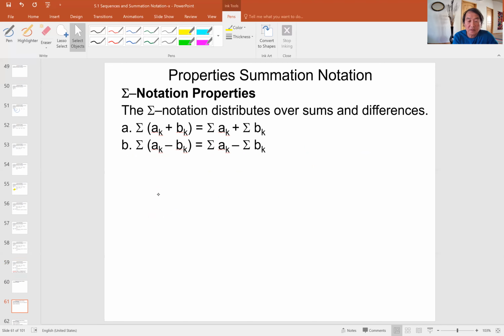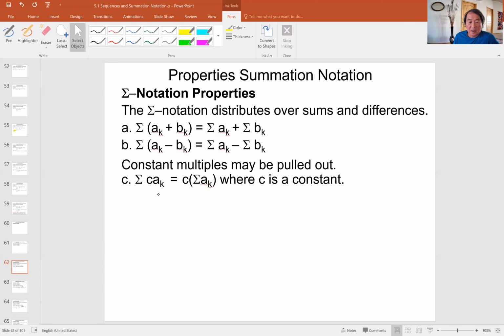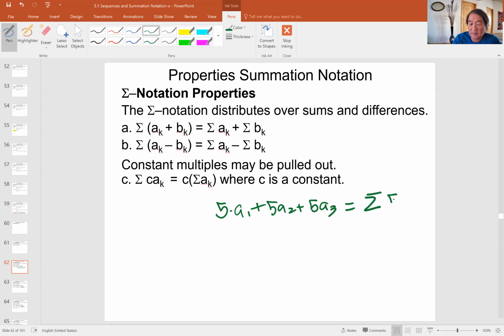These are the algebraic properties of the summation notation. If you're adding two sequences, you can break it up: add the first sequence, then add the second sequence, and add them together. Same thing for subtraction. You can also pull a constant out. It says that if I have 5 times the first number plus 5 times the second number plus 5 times the third number, I can write this as the sum of 5 times a sub i, for 1, 2, 3. You can take the 5 out.